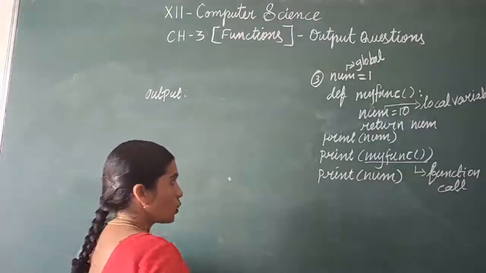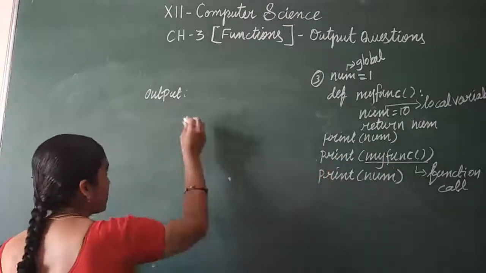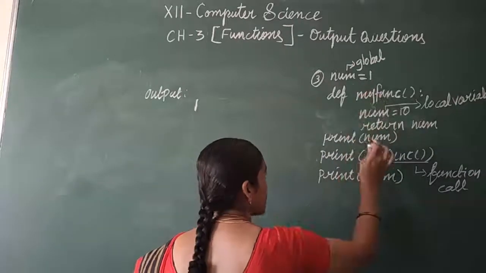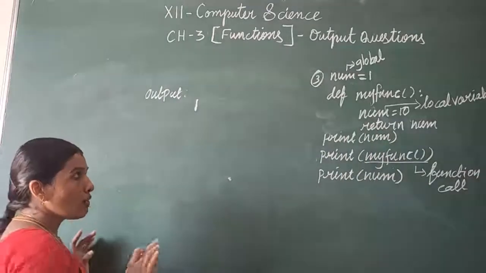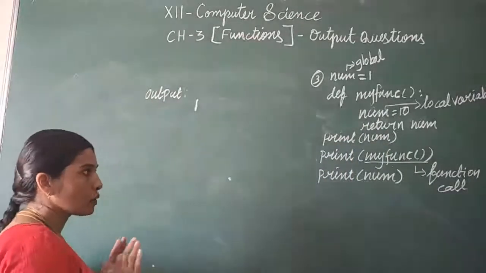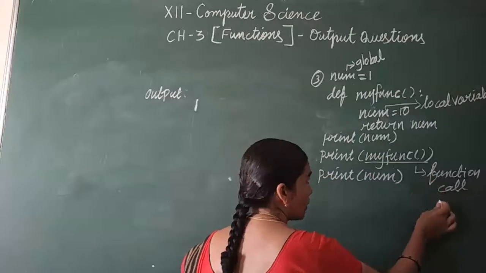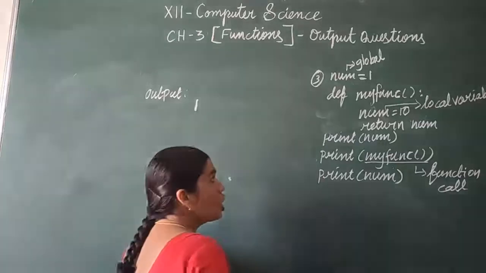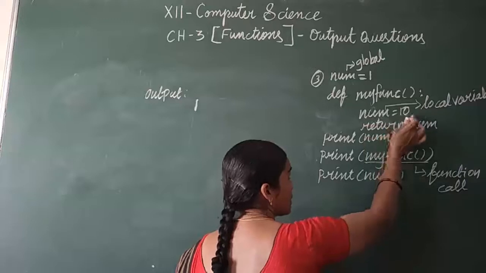So first, the control will check this function header. After that, the control will reach here. A print num means it just gives the value of the global variable. So what is the global variable num value? 1. Okay. After that, print my function. This is a function call. Immediately the control will move to this function header, that is the function definition. So what statement do we use inside this function definition? Num is equal to 10.